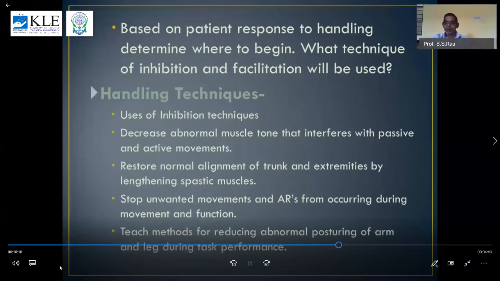Try to restore the normal alignment of trunk and the extremities by lengthening the spastic muscles. Stop unwanted movements and associated reactions from occurring during movement and function. And we can teach methods of reducing abnormal posturing of arm and leg during the task performance.